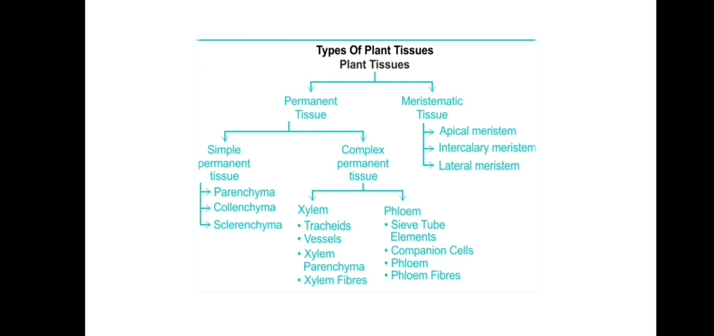Then apart from this, one more thing is the 5 kingdom classification. What is the 5 kingdom classification? The whole biosphere, or all living organisms, are placed under 5 kingdoms: Monera, Protista, Fungi, Plantae and Animalia. So this is the 5 kingdom classification.